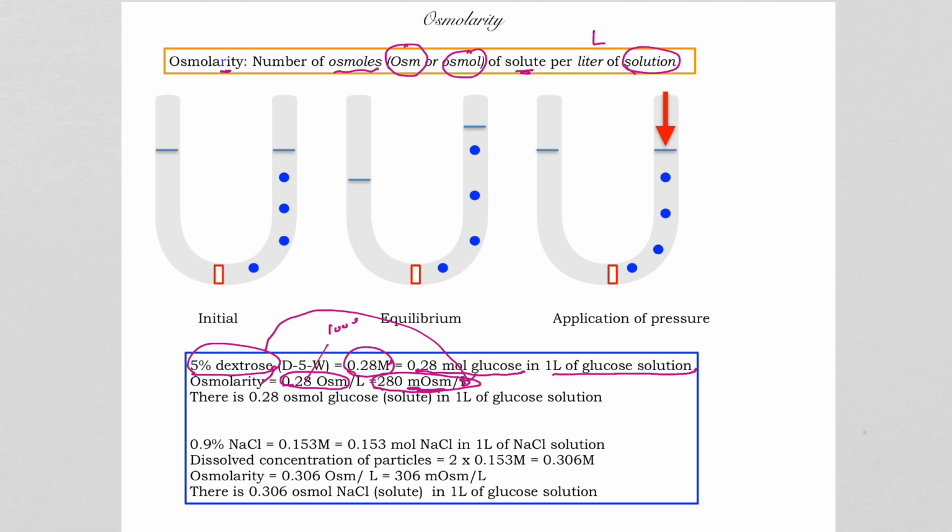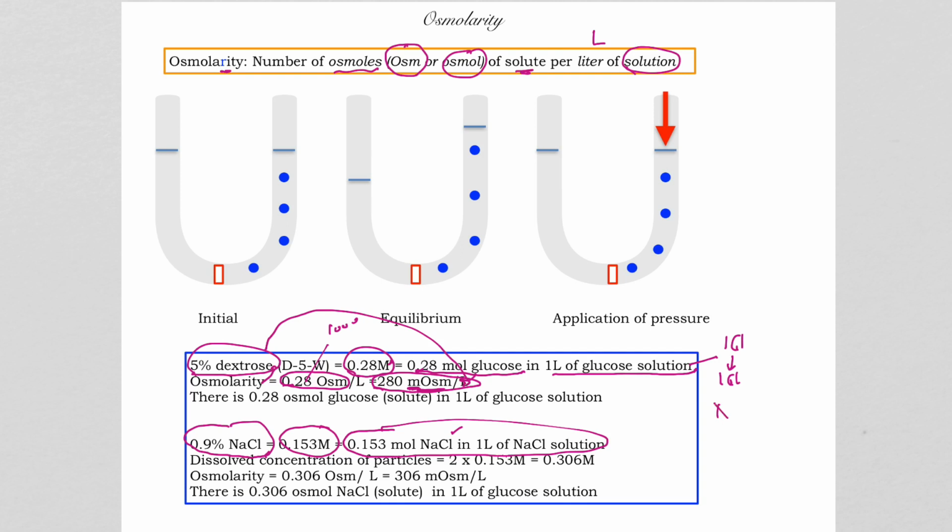Now, for some solutes like glucose in water, one glucose molecule simply gets dissolved and gives you one glucose molecule. But there are some solutes such as sodium chloride. In this case, we have to look at the dissociation of sodium chloride. If we made a solution of 0.9% sodium chloride, the molarity we calculated in the previous example came out to be 153 millimoles per liter or 0.153 moles per liter. So in 1 liter, there is 0.153 moles of sodium chloride.